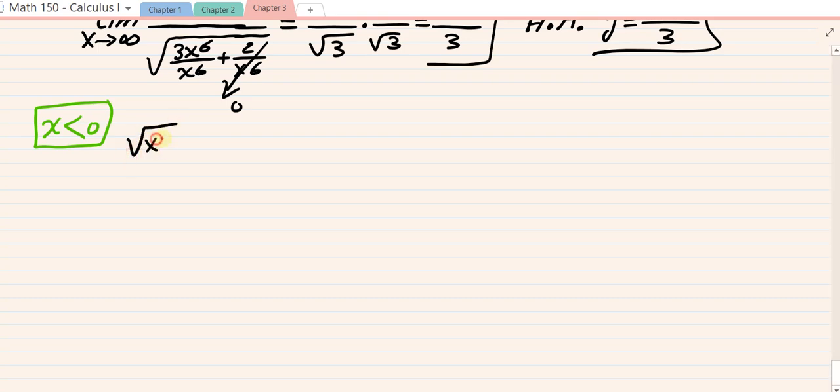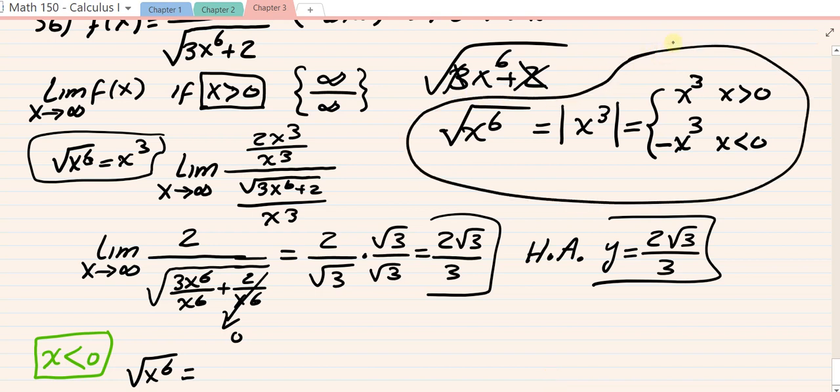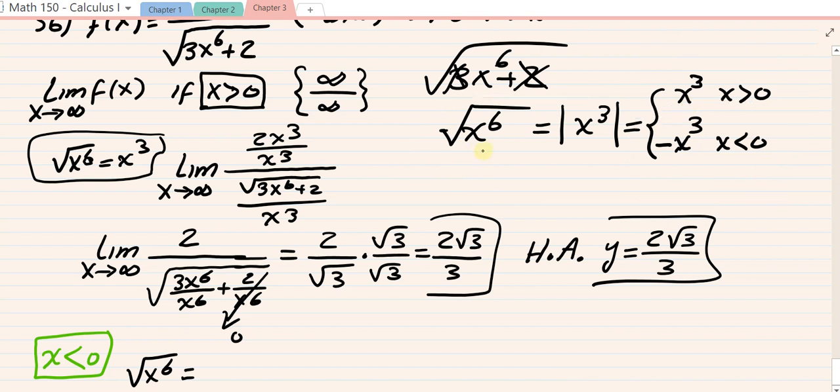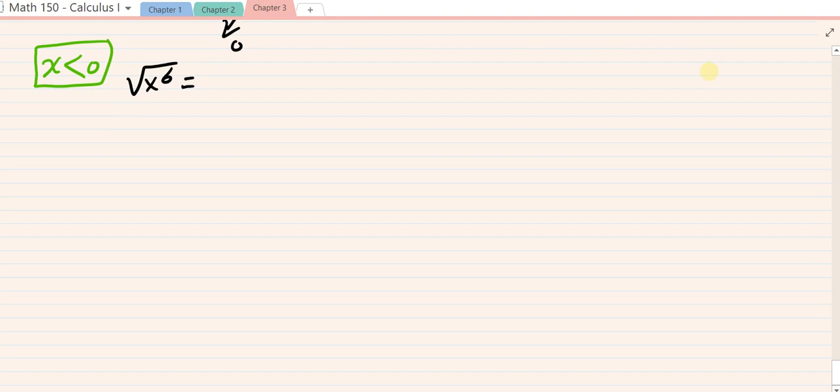Now here's what we need to note though. Remember in here what I had here? If x is less than 0, then negative x cubed, you write it in square root as x to the 6. But it's got to be negative x cubed, right? So square root of x to the 6 becomes negative x cubed if x is less than 0. And I'm going to do that. I'm going to say that that is absolute value of, again, x cubed. And because x is less than 0, this will be negative of x cubed.